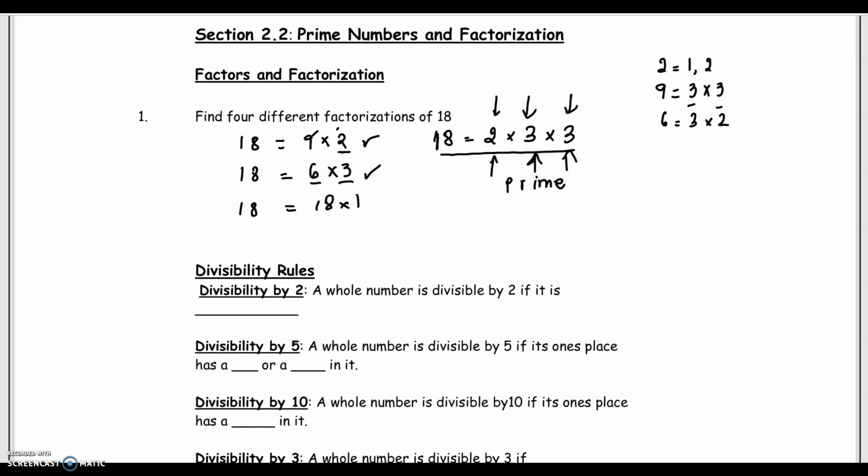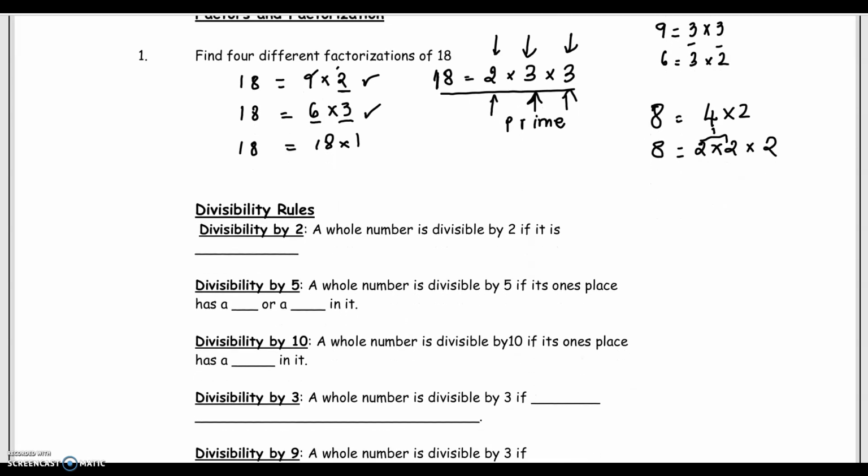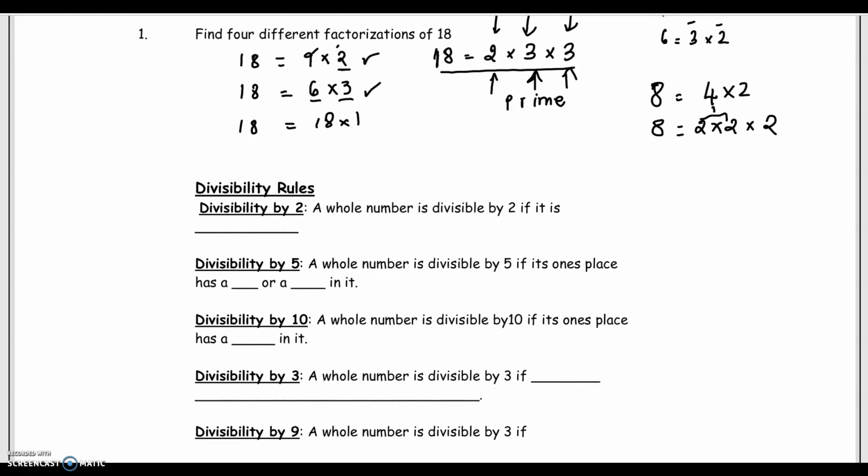So just remember, the word factoring means breaking it down into factors. So for example, 8 is 4 times 2. So we are factoring 8. But if I say break it down into its prime factors, then the only way of doing that is writing it as 2 times 2 times 2, because 4 is the same as 2 times 2.